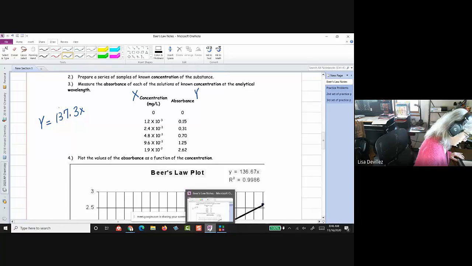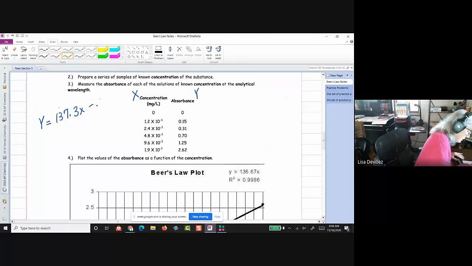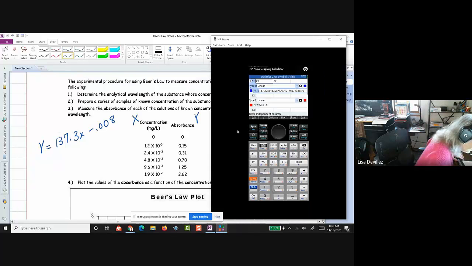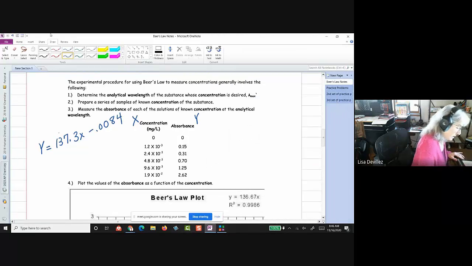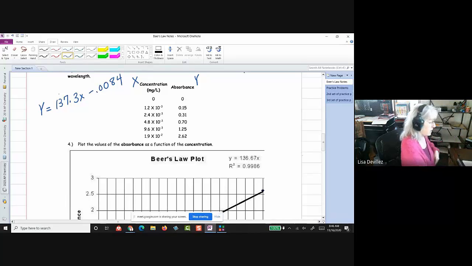Okay, and then calculator. Minus 0.008, I think it said. 0.0084. Okay. All right. And so that's my equation that I can use if I find an experimental absorbance, which is my Y, then I can solve for the X.